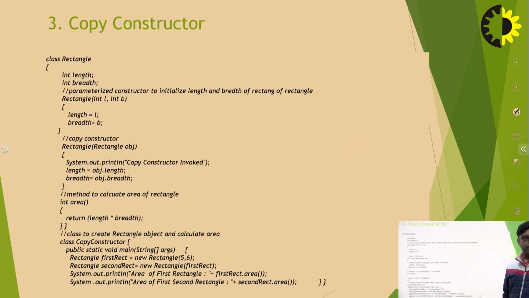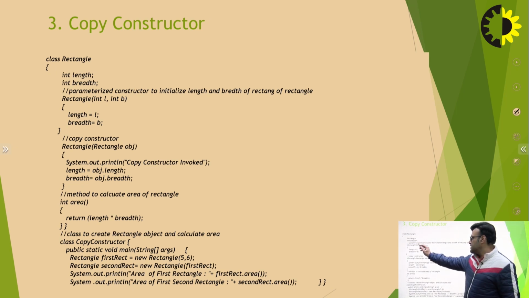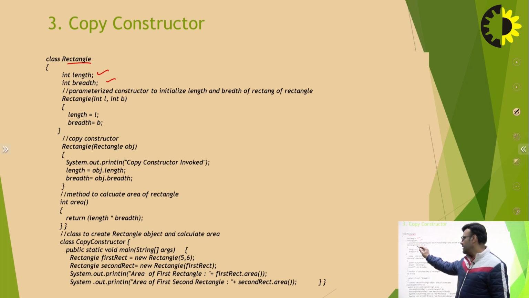Now, next, the copy constructor. You can see that in this example I have also used a parameterized constructor. Here the name of the class is Rectangle, and there are two variables, length and breadth. Under this Rectangle constructor I have used l and b. The value is passed when we make the instance, l into length and b into breadth.